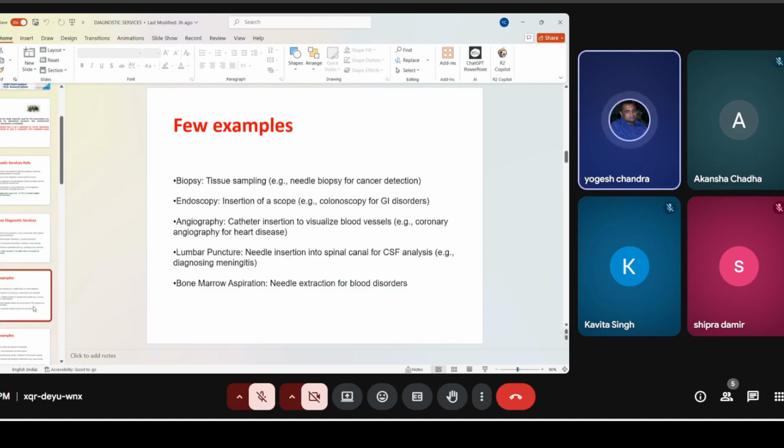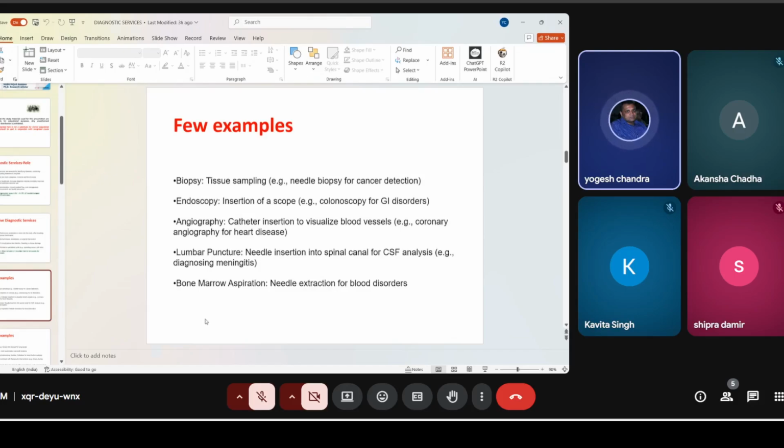If you talk about a few examples, as I told you, biopsy is tissue sampling, and we take it by needle biopsy in the case of cancer detection. This technique enters into the body, piercing the skin and the mucosa, so that is why it is invasive. Similarly, in endoscopy we put an endoscope through the mouth, sometimes through the rectum also, and colonoscopy is done. So you are putting the equipment inside the gastrointestinal tract.